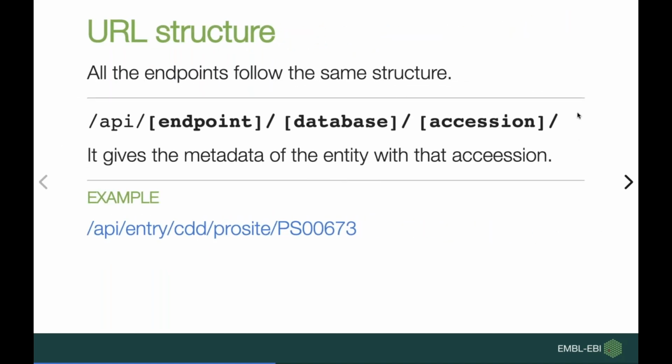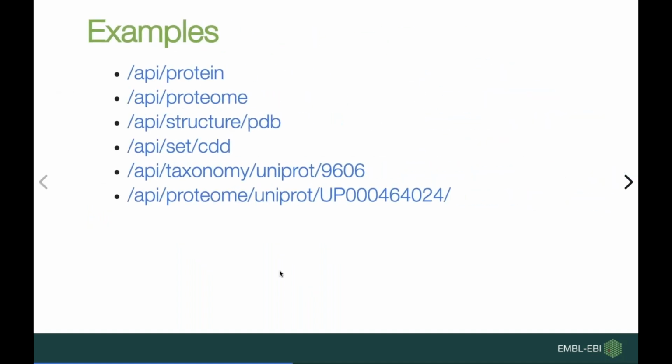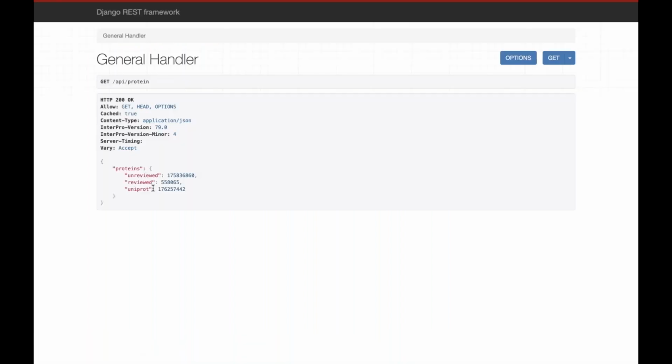And if you include an accession, then it particularly selects that database, that accession, sorry. So these are a couple of examples that I get from it. So not just using the entry endpoint, but other endpoints. If I go to API protein, what I get is a summary of the amount of proteins we have. UniProt is providing right now 176 million proteins. Of those, 558,000 are reviewed, and the rest are unreviewed.